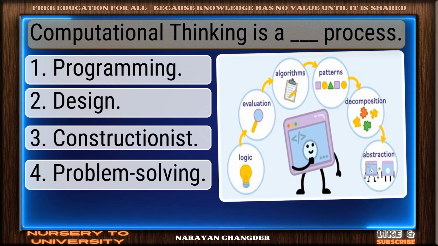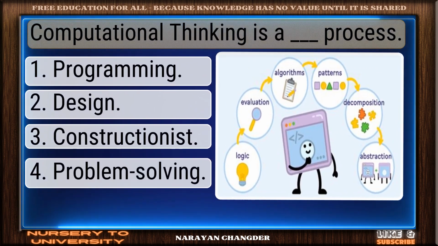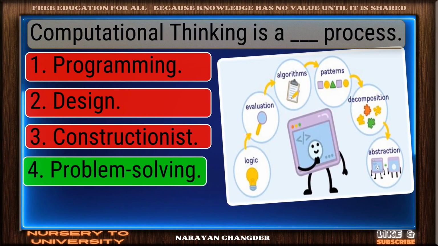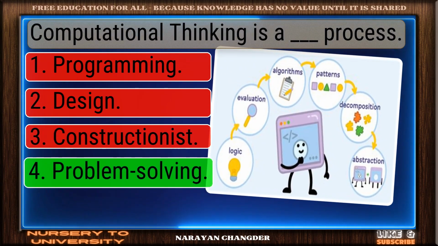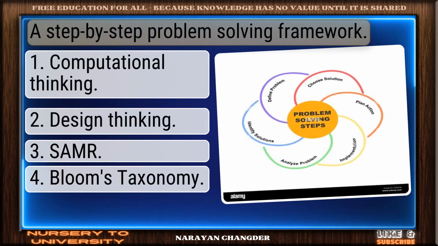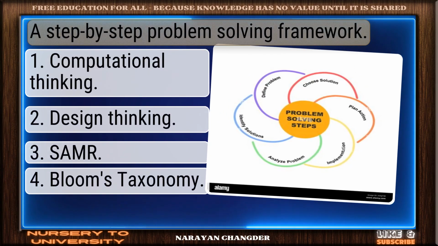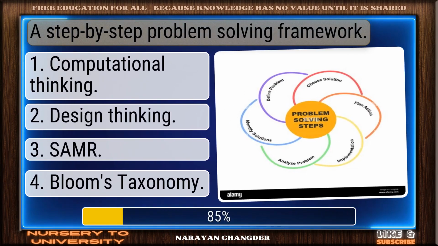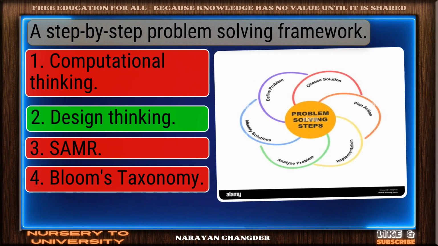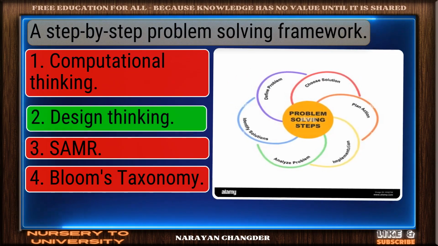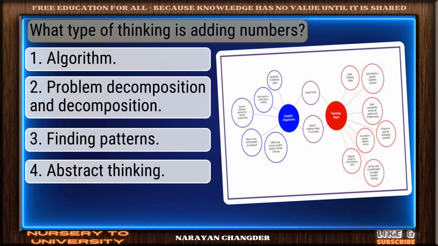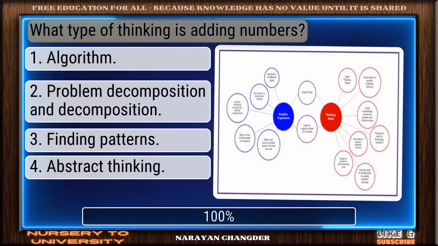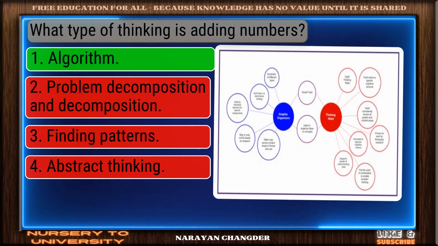Question number 64. Computational thinking is a dash process. You got it. Your choice problem solving is right. Question number 65. A step-by-step problem solving framework. Nice selection. Design thinking is the correct and valid answer. Question number 66. What type of thinking is adding numbers? Bravo. Algorithm is the answer.